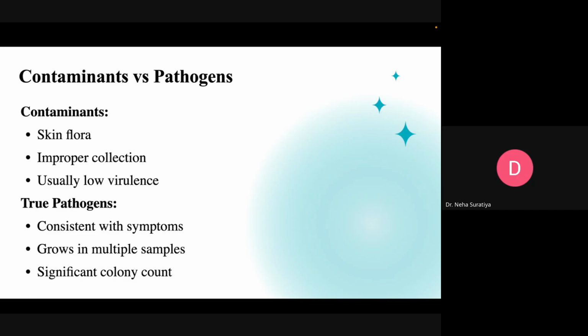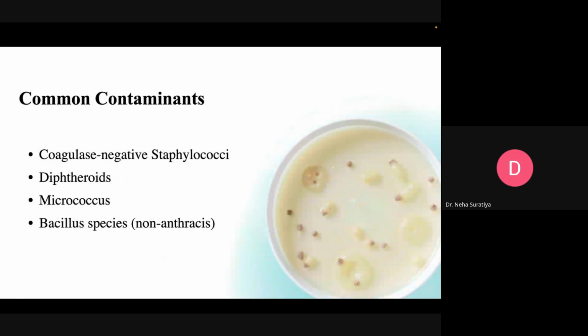Okay, so I hope it is now clear: contaminants and true pathogens. These are some examples I have included for your understanding. Common contaminants include the very first, that is CONS. The full form is written here: coagulase negative staphylococci. It looks like Staphylococcus, but it is a contaminant. Okay, it is because of sample collection, unhygienic practice and all. जिसकी वजह से आ गया है, so that is known as a CONS.